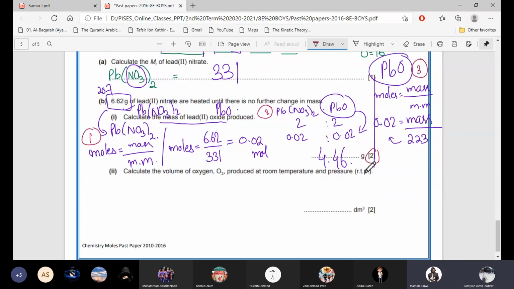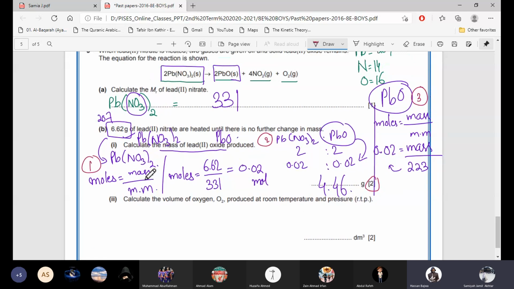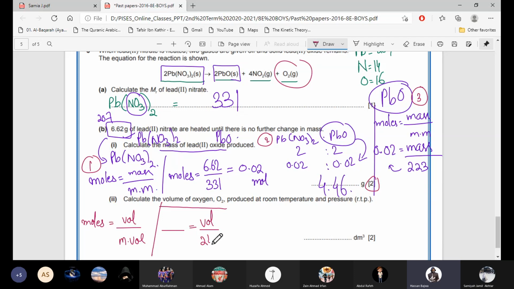Ma'am, I've done the second part as well. Good. The second part: calculate the volume of oxygen produced at room temperature and pressure. Oxygen is a gas, so we will use the formula moles is equal to volume divided by molar volume. So molar volume we know. Do we know the moles? Yes, we can take the ratio.